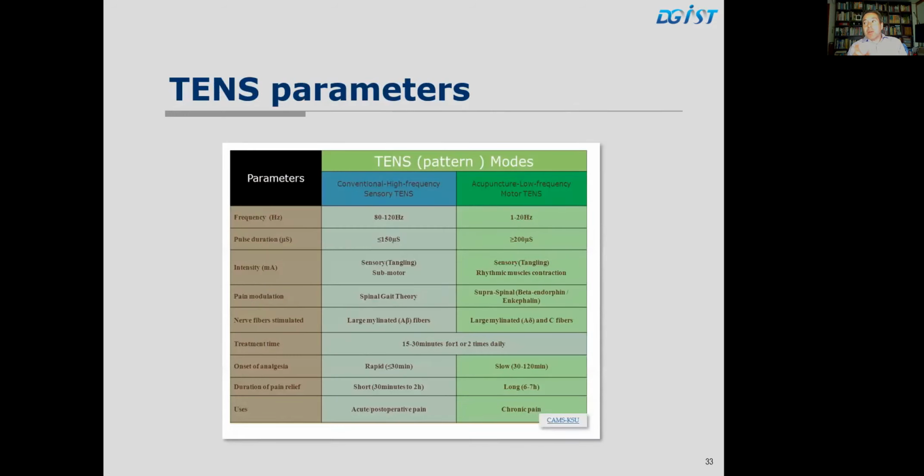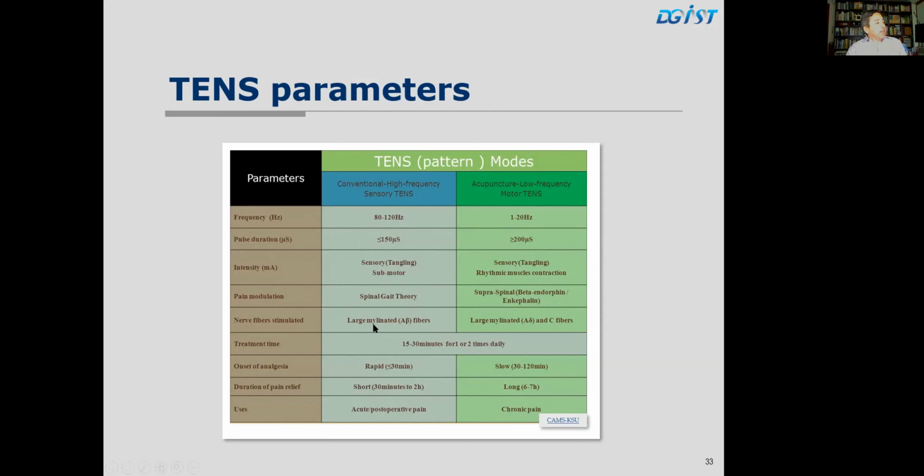So we mentioned that there are 4 basic parameters related to TENS. They are the frequency: you have high frequency sensory TENS, and we have low frequency motor TENS. We have the pulse duration, which also varies. With the high frequency sensory TENS, they are short pulses. With the motor TENS, they are longer pulses. The intensity is also going to vary with these. And the pain modulation system is different. The spinal gate theory, the supraspinal, the lower frequency might be related to the beta endorphin or endogenous opioid release.